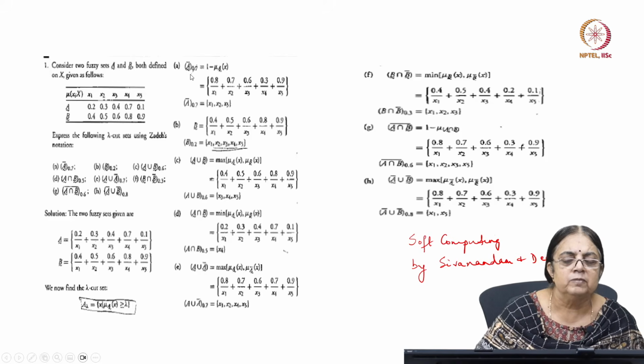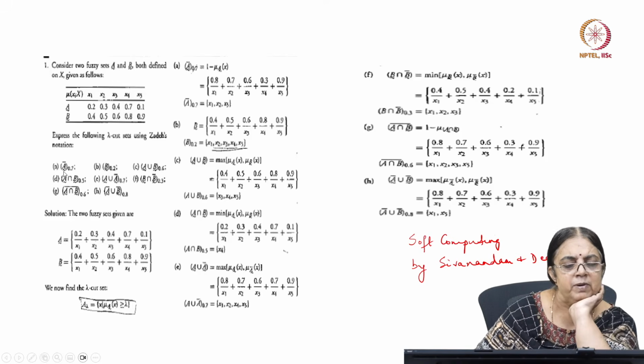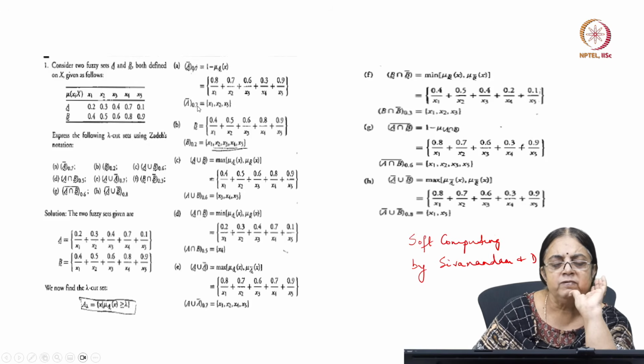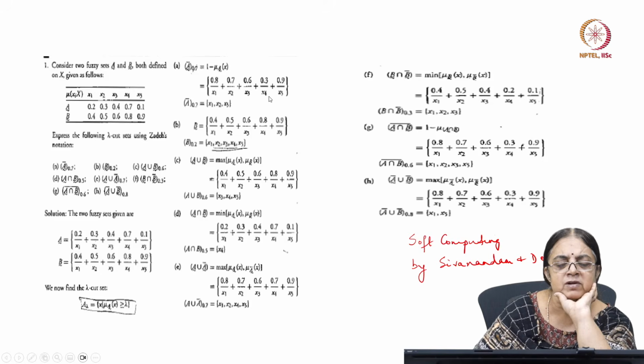First of all you have to find A bar. So A bar will be 1 minus these values, so 0.8, 0.7, 0.6, 0.3 and 0.9, and then you have to get a lambda cut of 0.7. When you take 0.7, only those which are 0.7 and above will go into this crisp set. So the ones that go into the crisp set are x1, x2 and x3, x5.